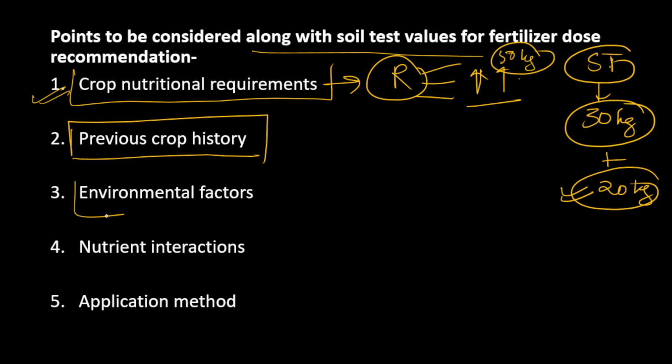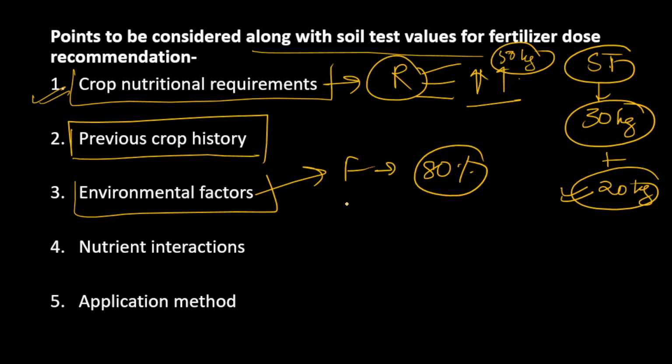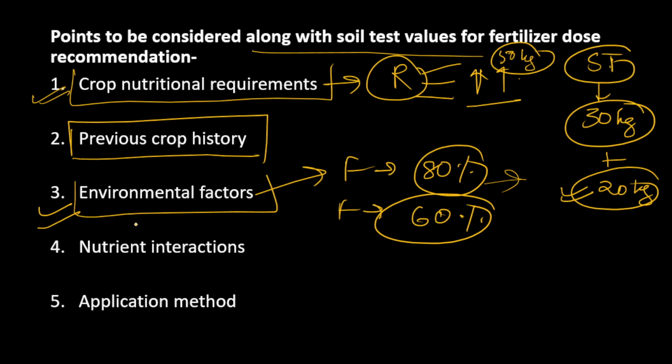We will check environmental factors, because various fertilizers are affected differently by the environment. Suppose some fertilizers give only an 80% absorption ratio in a certain environment, while other fertilizers give 60% in that environment. So environmental factors have an effect on the absorption ratio of different fertilizers, because they interact with the environment. Suppose the environment is quite moist, or moisture levels are high, then there will be higher chances of leaching of these nutrients. That is why environmental factors should be kept in mind.